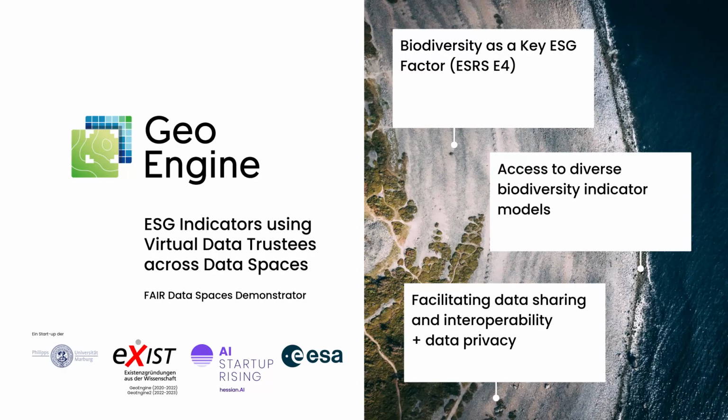ESG reporting becomes more and more important, and about 60,000 European companies have to report on environmental, social, and governance factors. The part E4 in the European Sustainability Reporting Standard focuses on biodiversity. For companies, it is important to access biodiversity indicators which are state-of-the-art and mostly coming from research. Having this, they can report quantitative figures in their reports.